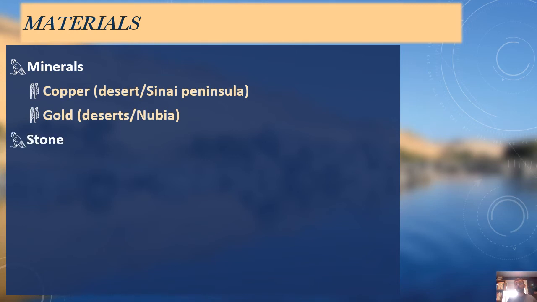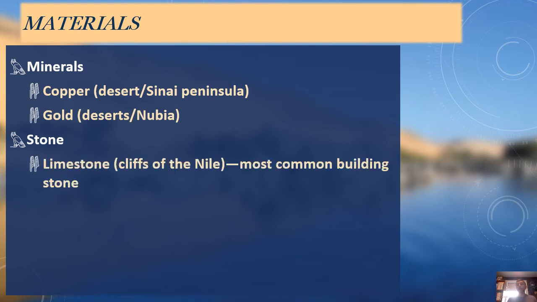Stone, incredibly important, because think about how much we know about Egypt because they were such monumental builders, and they left behind so many temples and tombs. Well, they needed stone for doing that. Probably the most common building stone for something that's going to be more permanent is going to be limestone, and you can get that right off the cliffs of the Nile. So along the Nile Valley, green, green, green, right up to the edge where the cliffs and the hills begin, ready supplies of limestone.